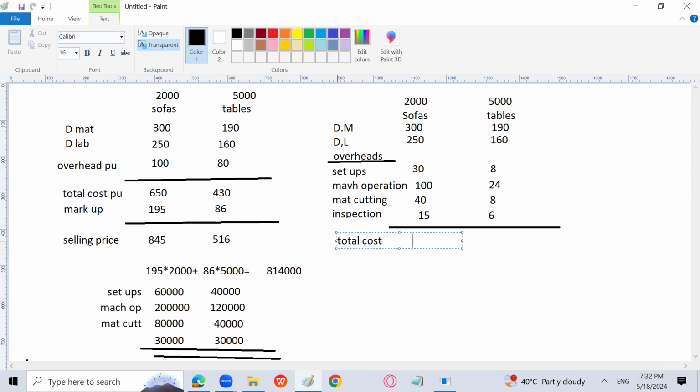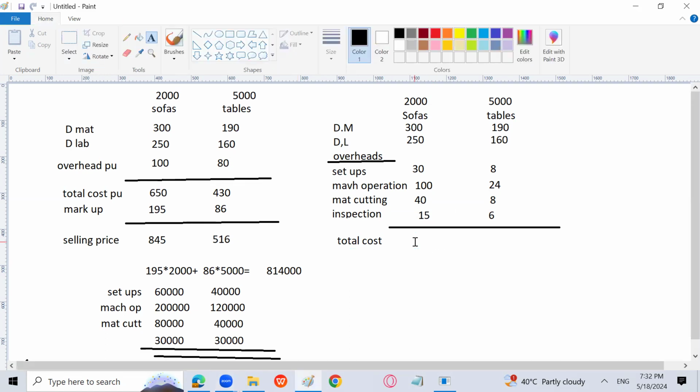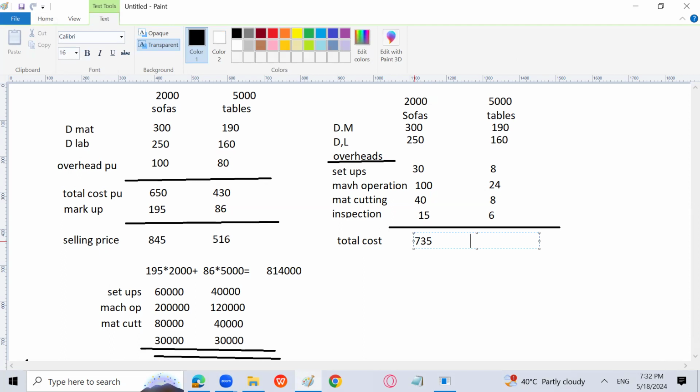So 300 plus 250, 550 plus 30 plus 100 plus 40 plus 15, how much will it become? 735. Okay, that's great. So 735 is the answer. And now Najam will go for the tables, at how much we will get the total cost for tables. That is 190 plus 160 plus 8 plus 24 plus 8 plus 6.